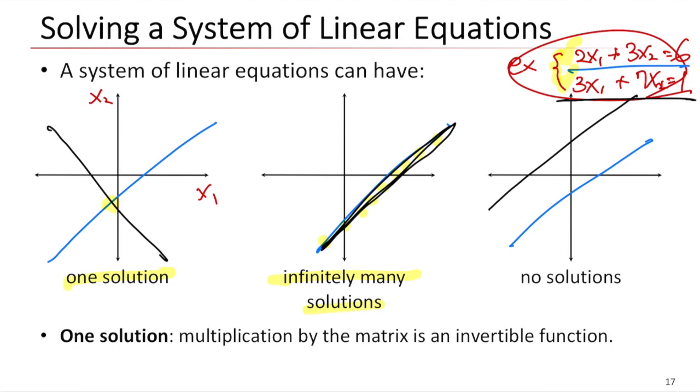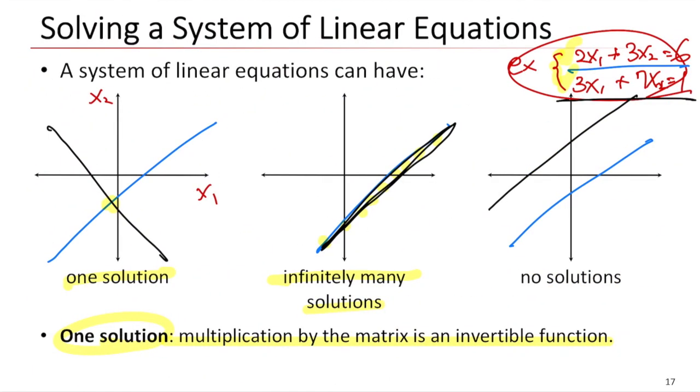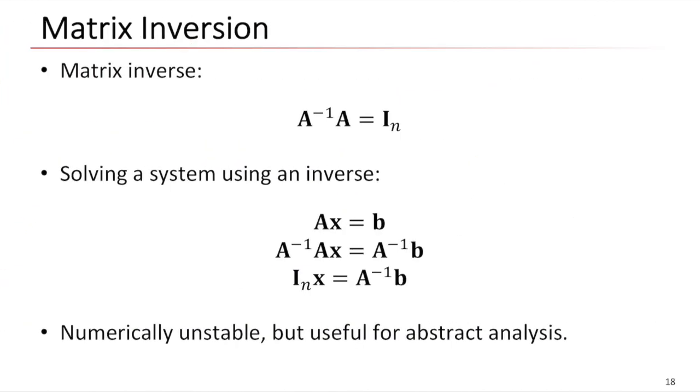So if there is one solution like this, the multiplication by the matrix is an invertible function. I mean, if the system is represented by Ax equals b, and if there is one solution, this matrix function is invertible. Okay.